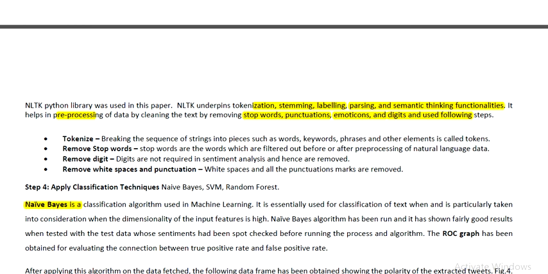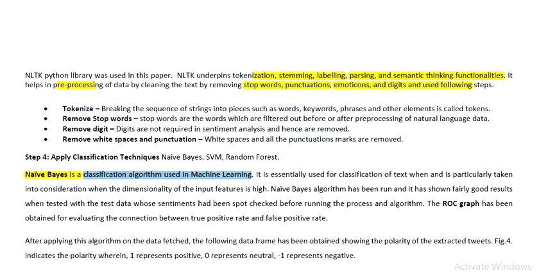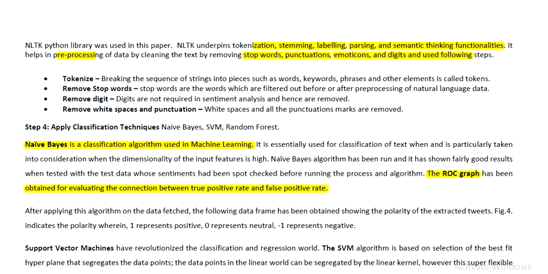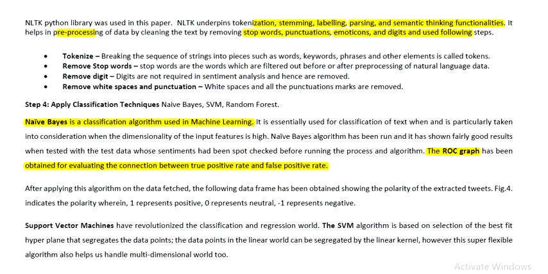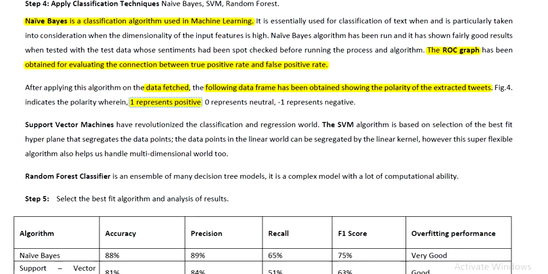They mainly use the Naïve Bayes algorithm, a classification algorithm for machine learning. They use a ROC graph. The ROC graph has been used to obtain the relation between the true positive rate and false positive rate. Mainly, the sentiment analysis was based on positive, negative, and neutral. After applying the algorithm on the data features, the following data frame has been obtained. For the polarity of the executed tweets, 1 represents positive, 0 represents neutral, and minus represents negative. They also did the support vector machine and random forest.